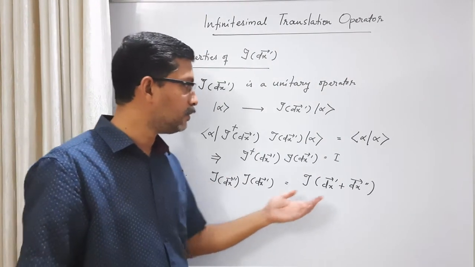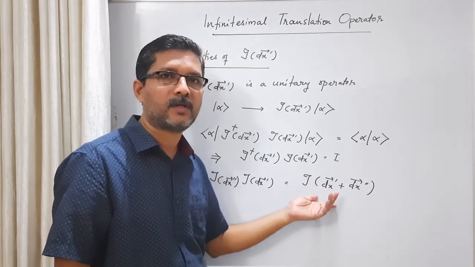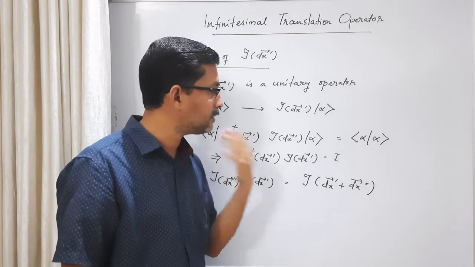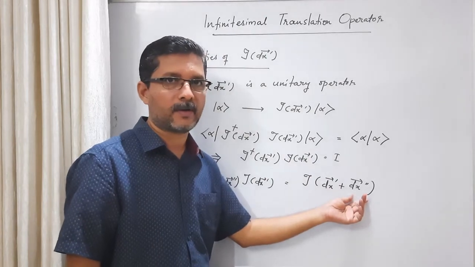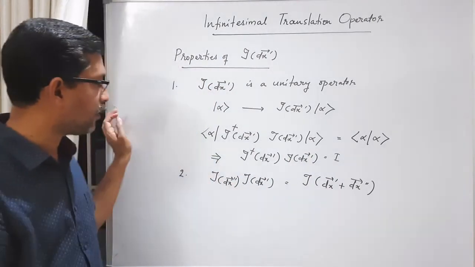So this must be equal to a single infinitesimal translation operator that shifts the base kets by the amount dx' plus dx''. This is very logical. This is the second property.